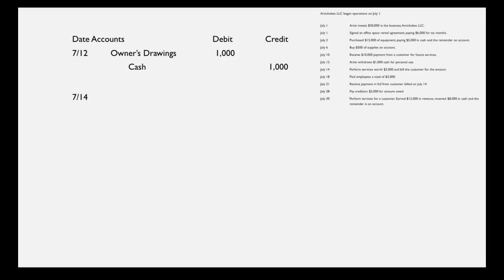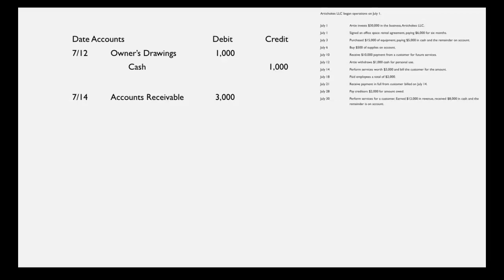Now, on July 14th, we perform services worth $3,000 and we bill the customer for the amount. So here we are doing the work, but we aren't getting paid right away. The customer owes us this money in the future, right? So if they owe us this money in the future, we need to be thinking of the asset account, accounts receivable. So accounts receivable is whenever someone owes us money down the road. Right, so if you bill a customer, they owe you that money, so our accounts receivable is increasing here by 3,000.